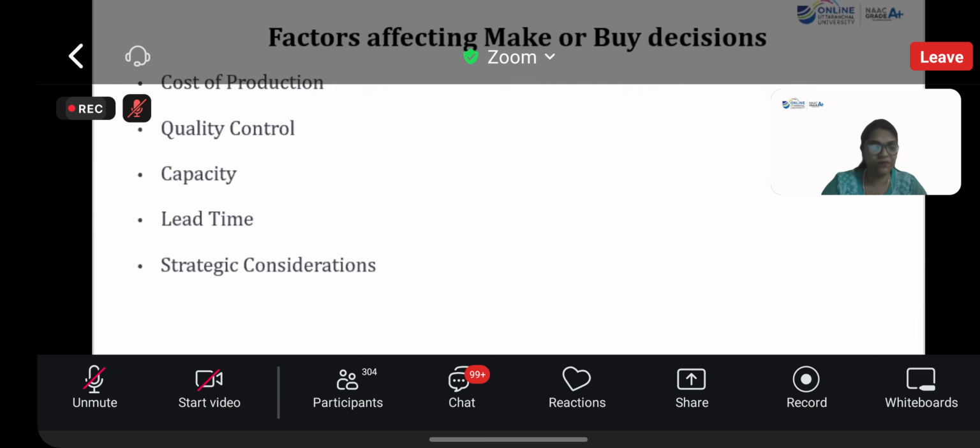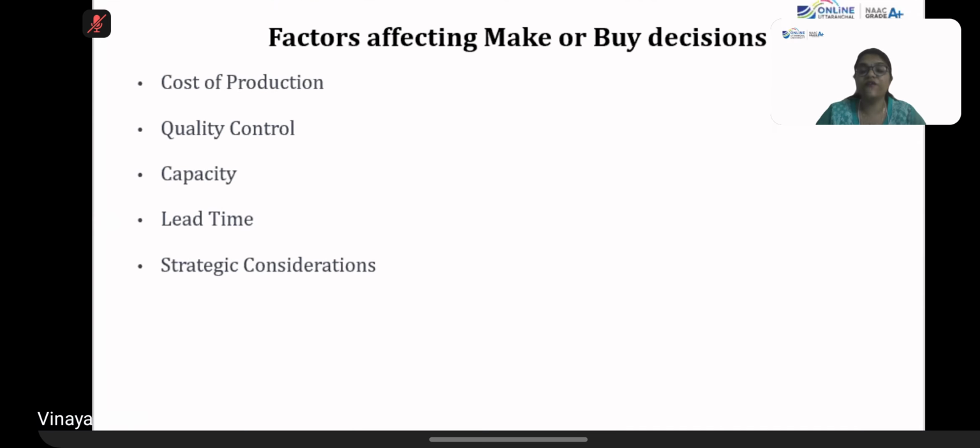What affects your make or buy decision? The first is your cost of production, students. One of the most important factors is the cost associated with manufacturing the product component in-house compared with that of purchasing from external. What will you do? First you will see how much it costs to produce in your company, and then you will compare it with how much it costs to buy from the external supplier. Whichever is more profitable, that you are going to sell.